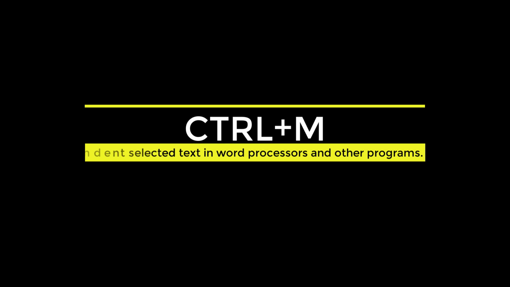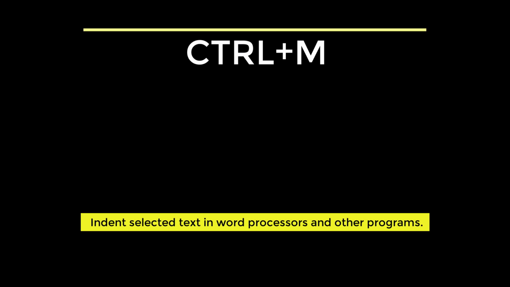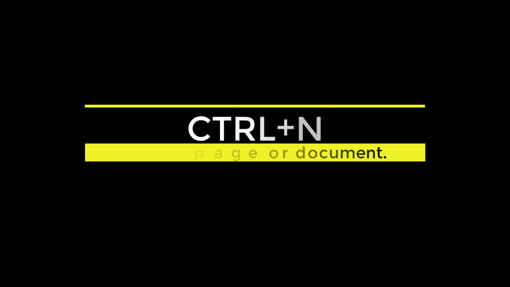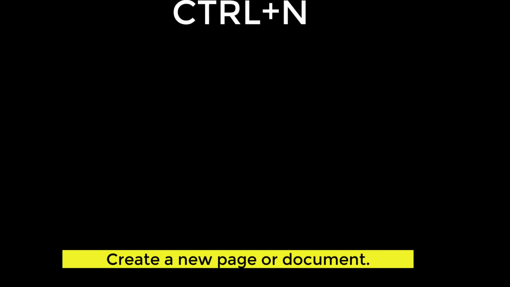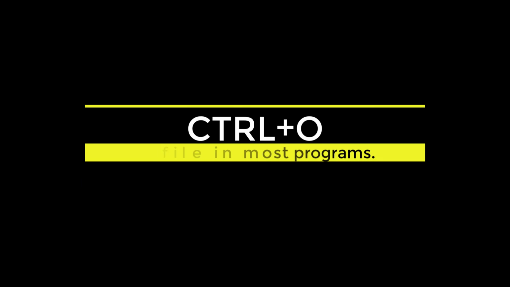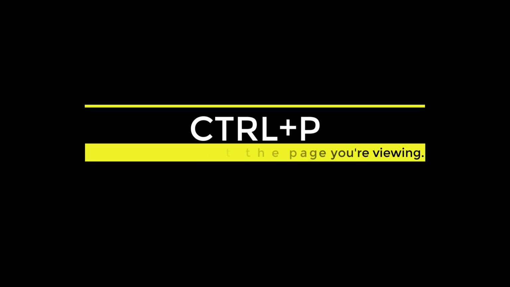Control plus M. It is used to indent selected text in word processors and other programs. Control plus N. It is used to create a new page or document. Control plus O. It is used to open a file in most programs. Control plus P. It is used to open a print window to print the page you are viewing.